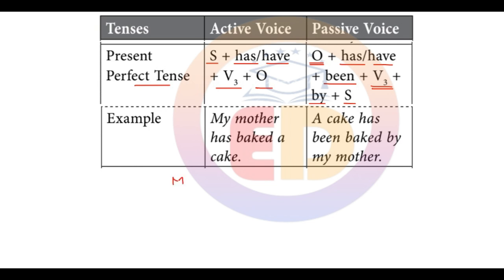My mother has baked a cake. My mother is the subject, has baked is the verb, a cake is the object. This is right now in active voice. To convert this into passive voice, the object will come in the beginning, so it will start with a cake.